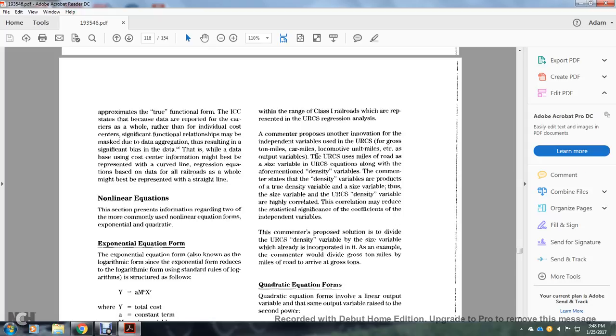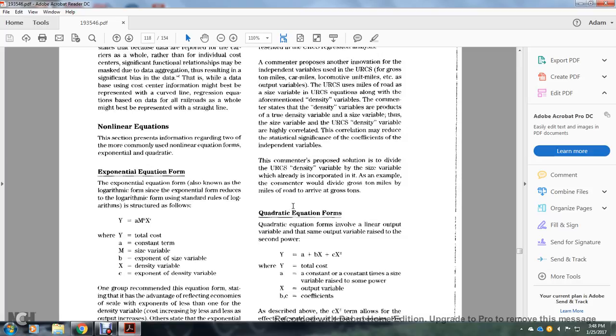Output variables. The uniform railway cost system uses miles of road as the size variable, along with the density variables. The commentator states that the density variable is the product of the true density variable and another variable. Thus, the size variable and the density variable in the uniform railway cost system are highly correlated. The correlation may reduce the statistical significance of the coefficients of the independent variables. The commentator proposed a solution, dividing the density variable and the size variable in the uniform railway cost system, which is also incorporated in an example.